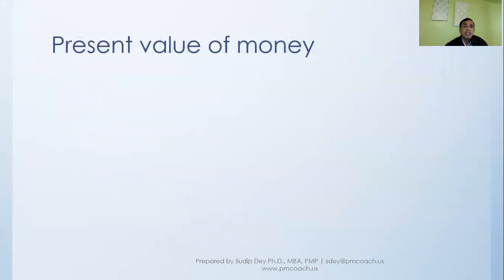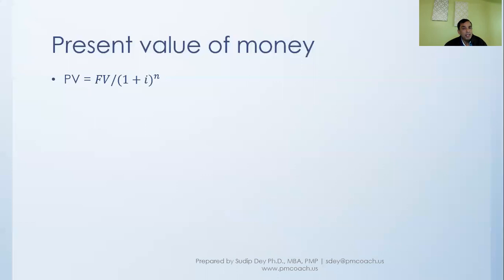Then the reverse or the converse is the present value of money. Present value is if I have a certain amount of money in future, what does it amount to now? In other words, let's say someone offers me, let's say they say that, hey, give me 100,000 and I'll give you after so many years so much amount of money, let's say 120,000.